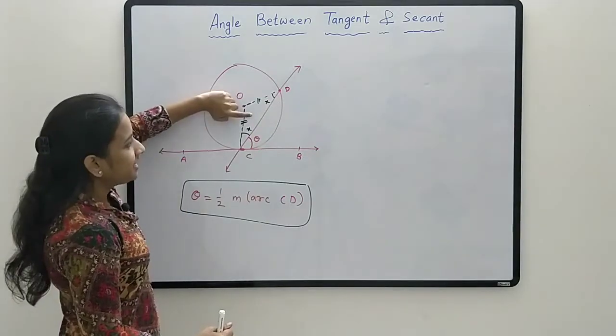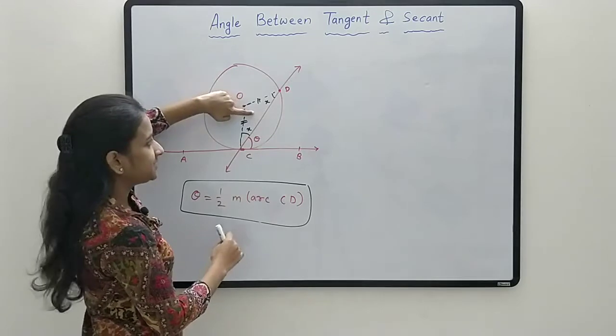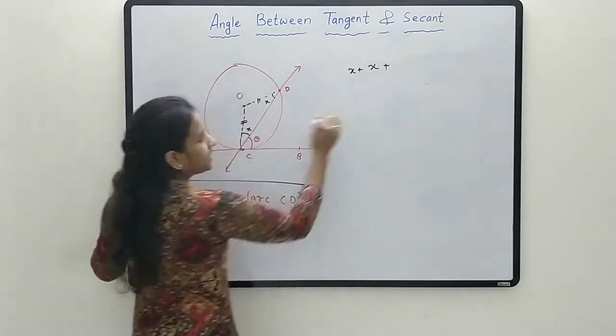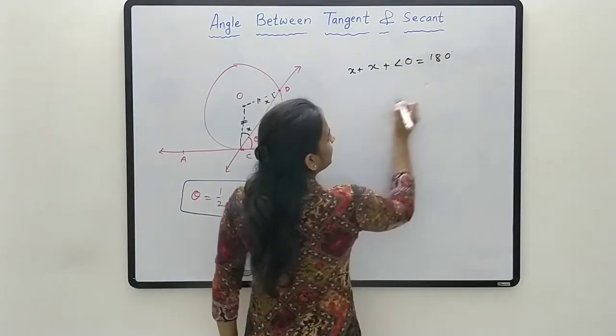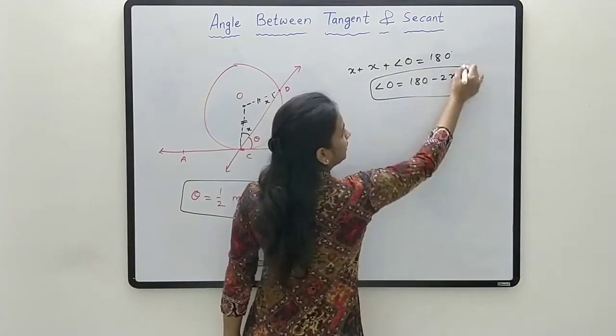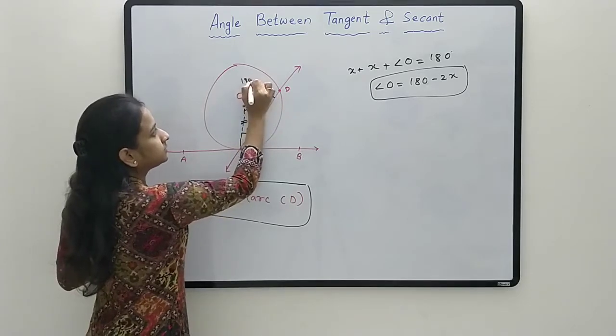Okay. Now, in this triangle, two angles are x. We can find the third angle, right? The sum of all three angles is 180 degrees. So, x plus x plus the angle at the center, angle O, is 180 degrees. Angle O is 180 minus 2x. Okay. This angle is 180 minus 2x.